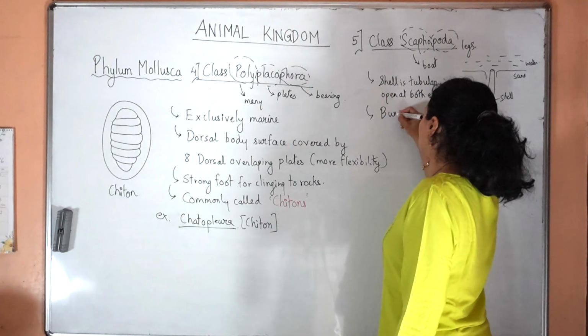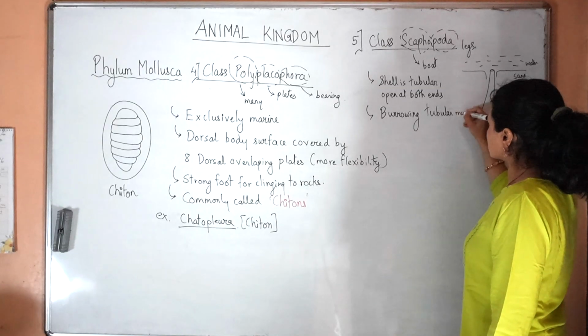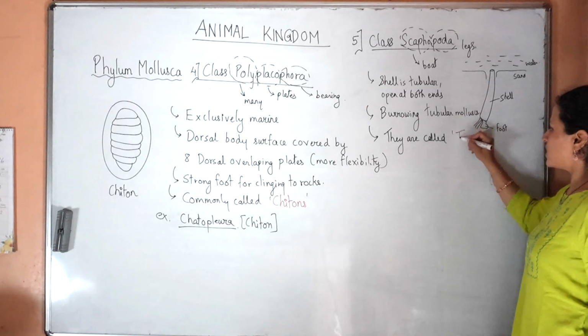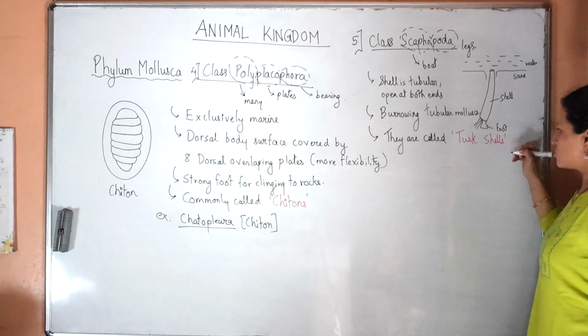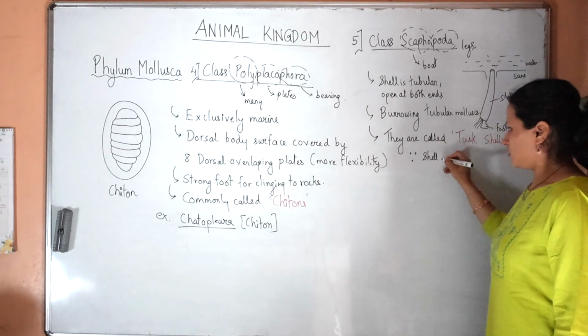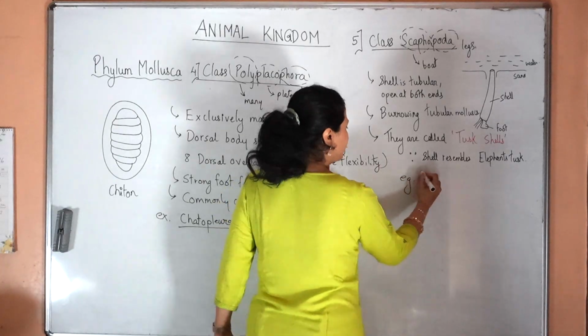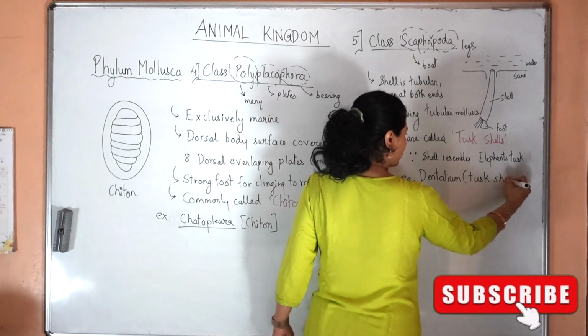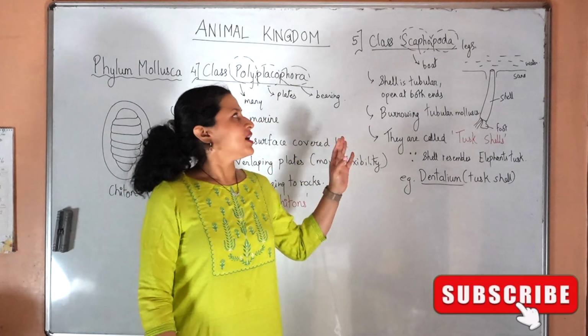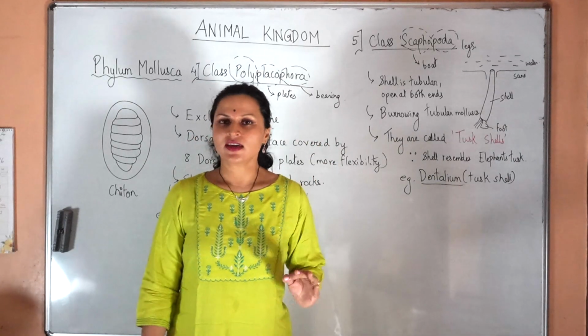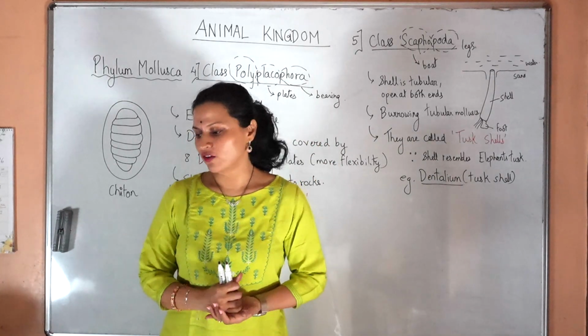These are burrowing tubular mollusks. They are called tusk shells. Can you tell why they are called tusk shells? Since the shell resembles an elephant's tusk. Example, Dentalium, commonly called tusk shell. This was about the class Scaphopoda. Moving on to the next class, Monoplacophora.